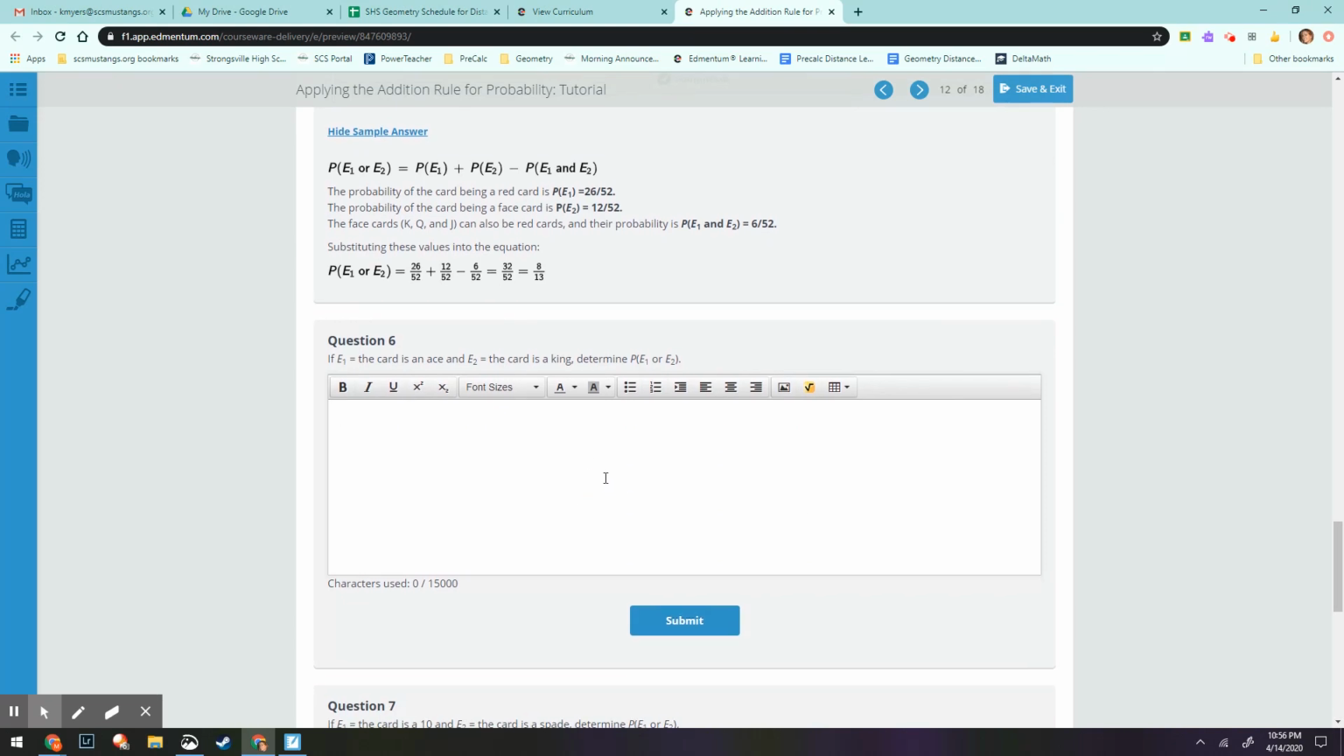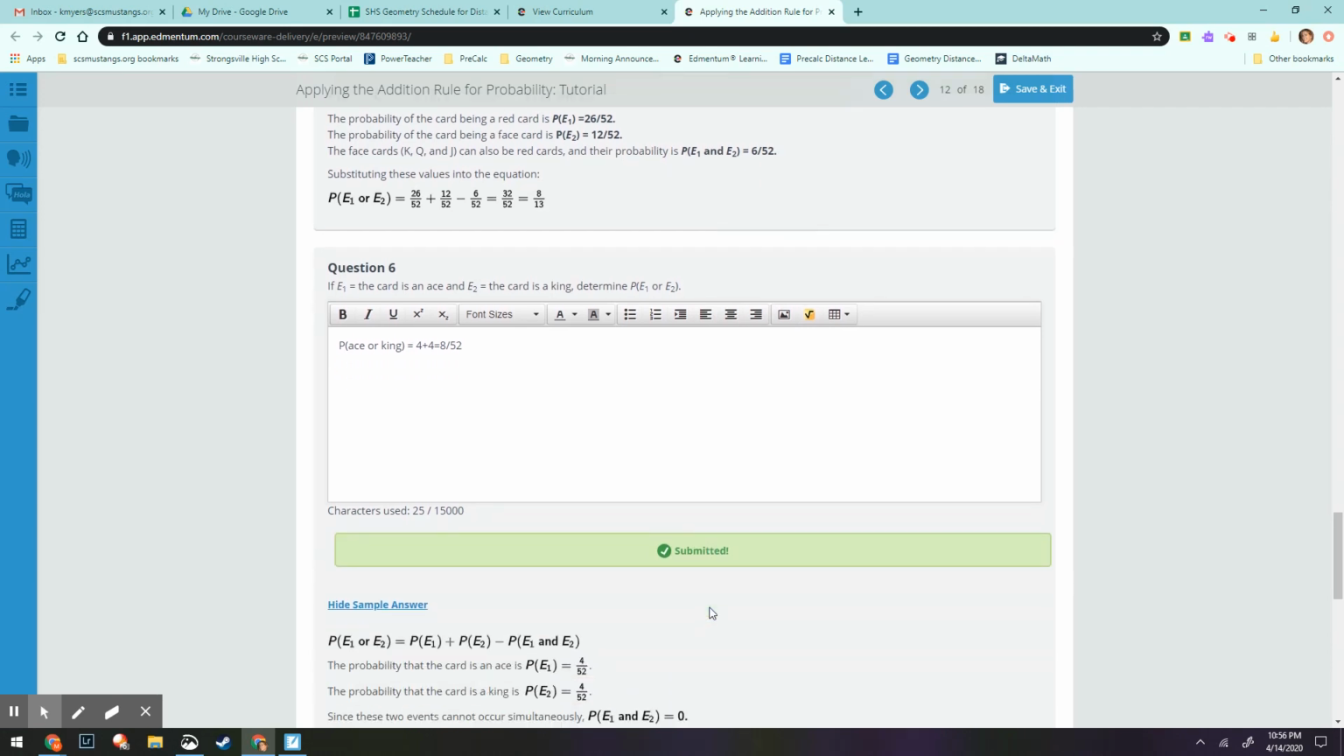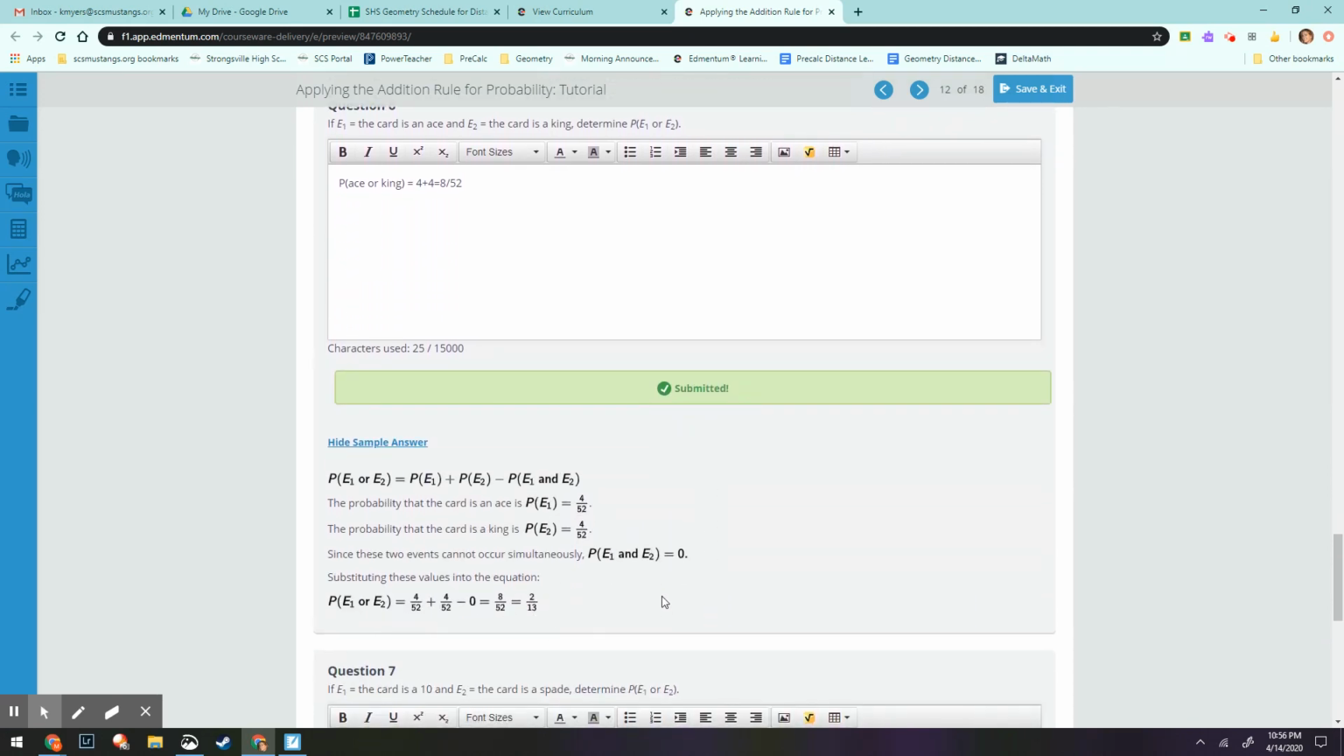Number 6, I want to know the probability that it is an ace or a king. Now, these are mutually exclusive because they don't overlap. So I just need to add up the number of aces, which is 4, and the number of kings, which is 4. I don't need to subtract anything because they don't overlap at all. And so this will give me 8 out of 52 for my probability, which I would reduce to 2 over 13.